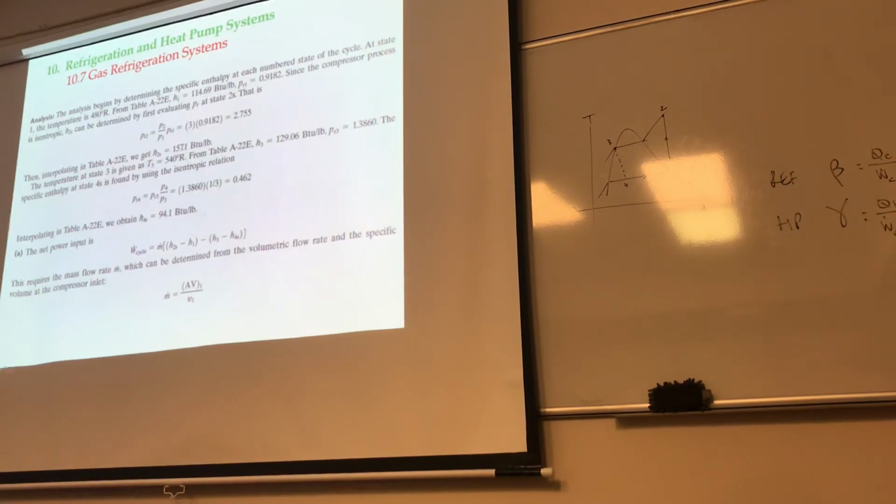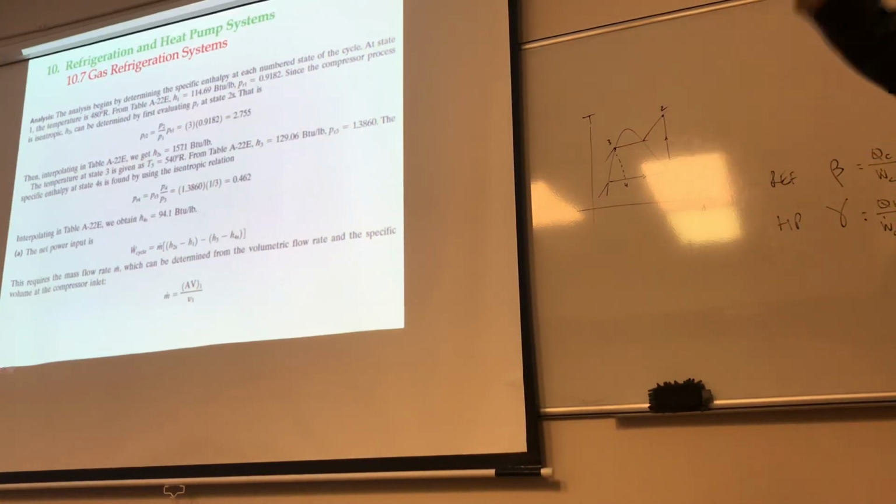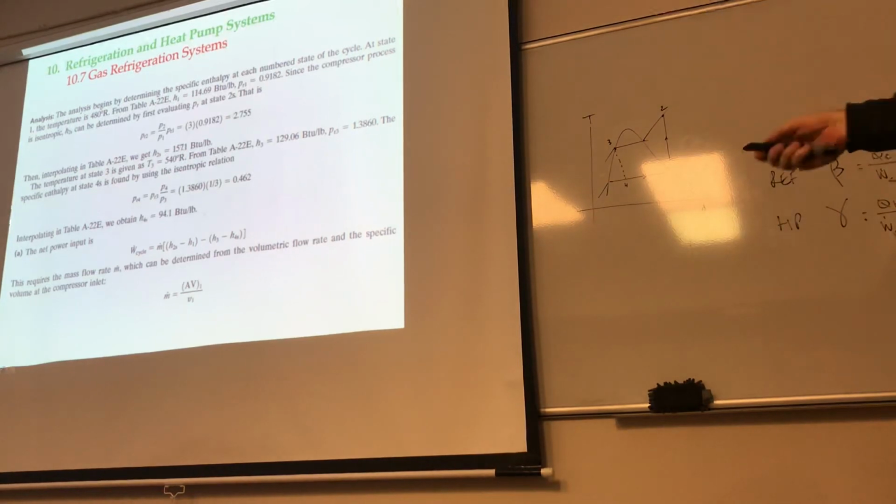And then number 4, well, number 3 is that, but between 3 and 4 it's isentropic. That means I need to read the value of PR again, which is 1.386, right? And then I need to compute PR4 based on that, which is PR4 divided by P3 times T3, right? So the pressure ratio when you go from low to high, it's 3. When you go from high to low, it's going to be a third. Make sure you notice that, right? And then you get 0.462.